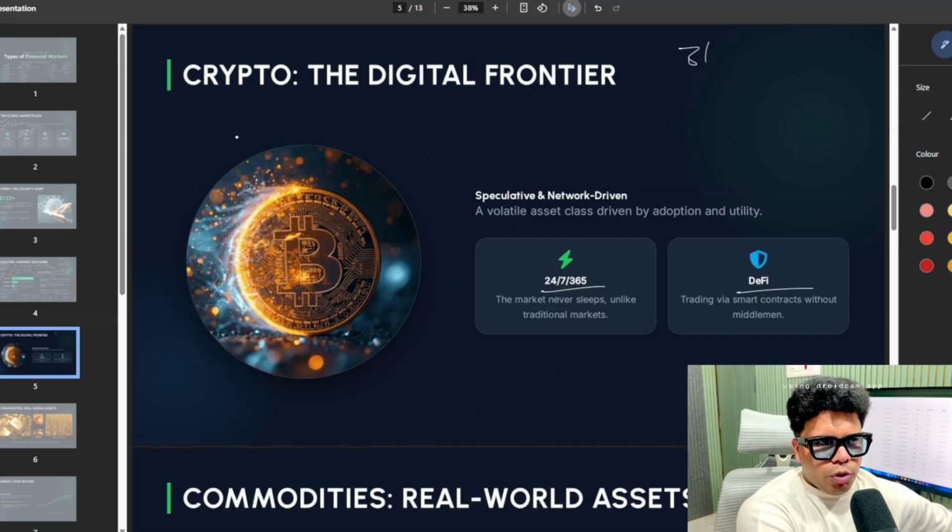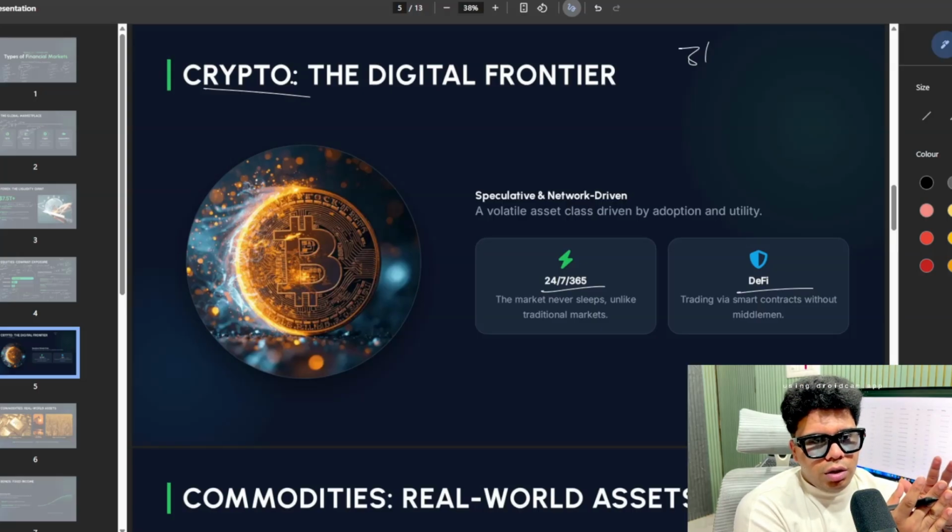The next market is crypto markets, the digital frontier. So what's a crypto market? I already told you, right? Crypto was created for transaction purposes, but when it got high valuations, people started looking at it as an asset for long-term investment and speculative trading. So you can do both in crypto markets. In each and every market, you can either trade or take it as an investment.